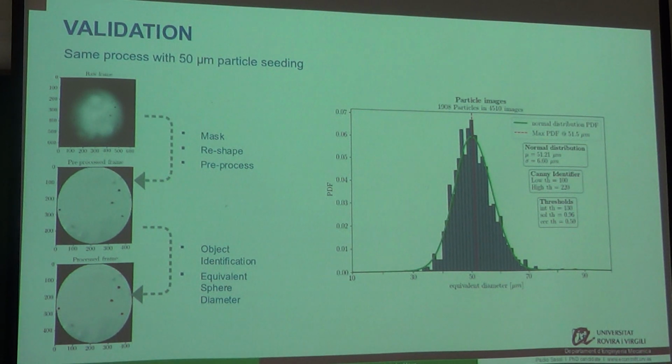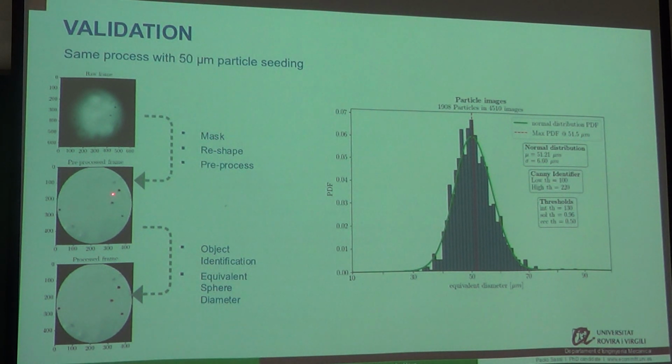Then we apply also some validation. These are images of particles of 50 micrometers each. I applied again the same algorithm and get this distribution. You see the mean is 51 with a deviation of 6.